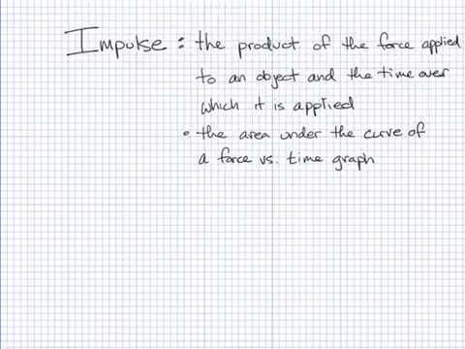Alright, so the other thing we got into with our activity was impulse. And so if you remember, impulse is the product of the force applied to an object and the time over which it's applied. Or another way to say that is that it's the area under the curve of a force versus time graph. Now when we're applying a force over time, there's kind of two things that could happen. It can be a variable force, or it could be a constant force, and we're going to look at both of those.